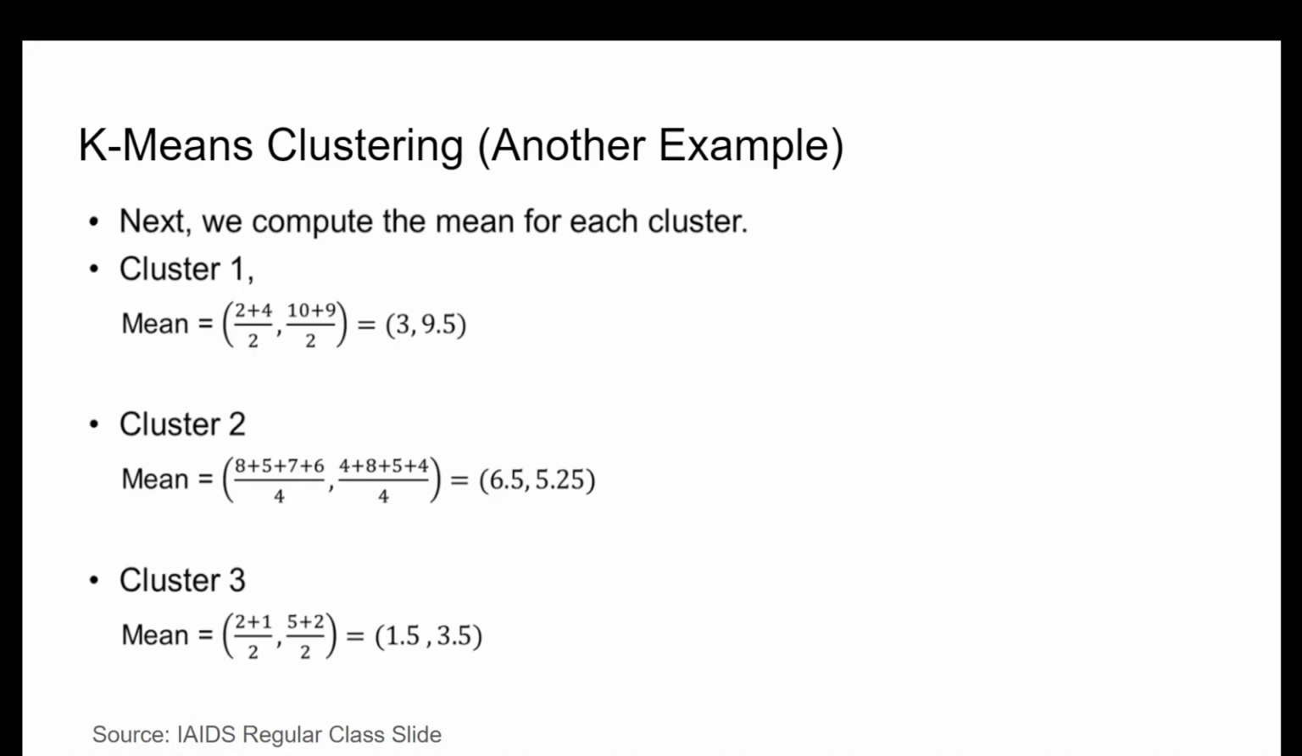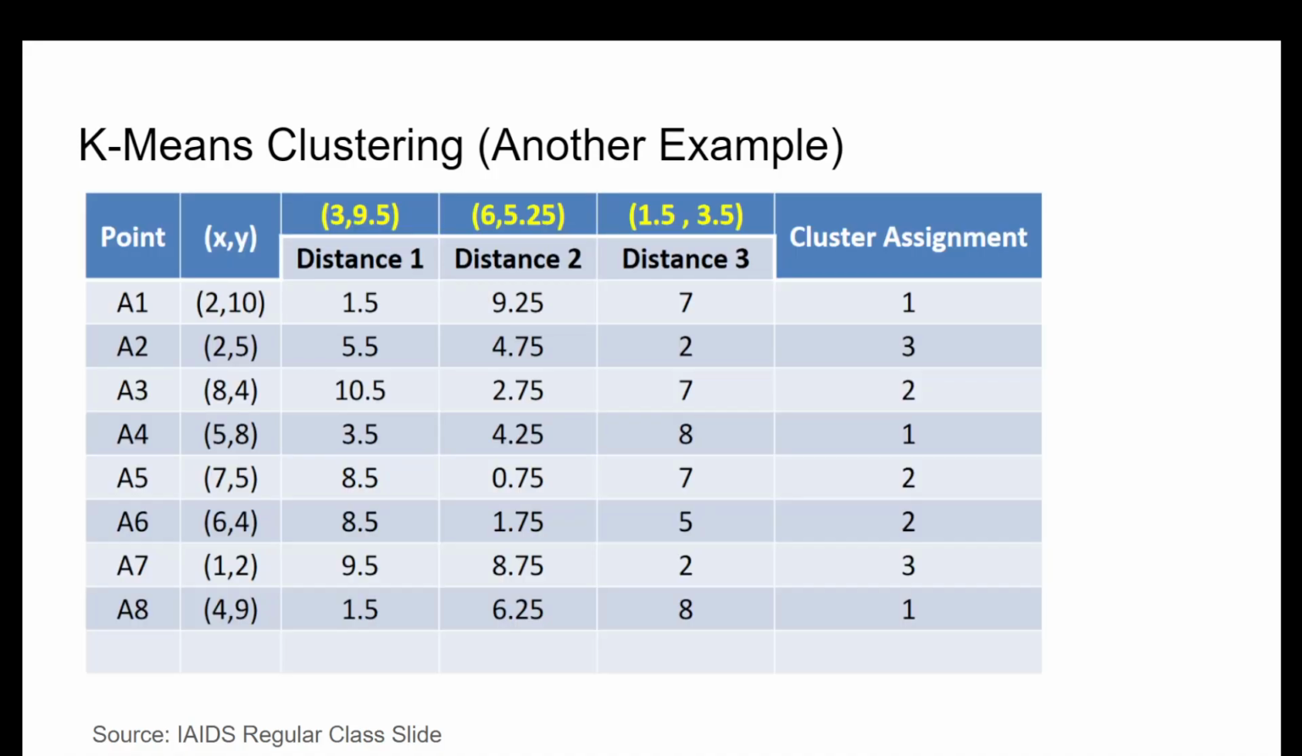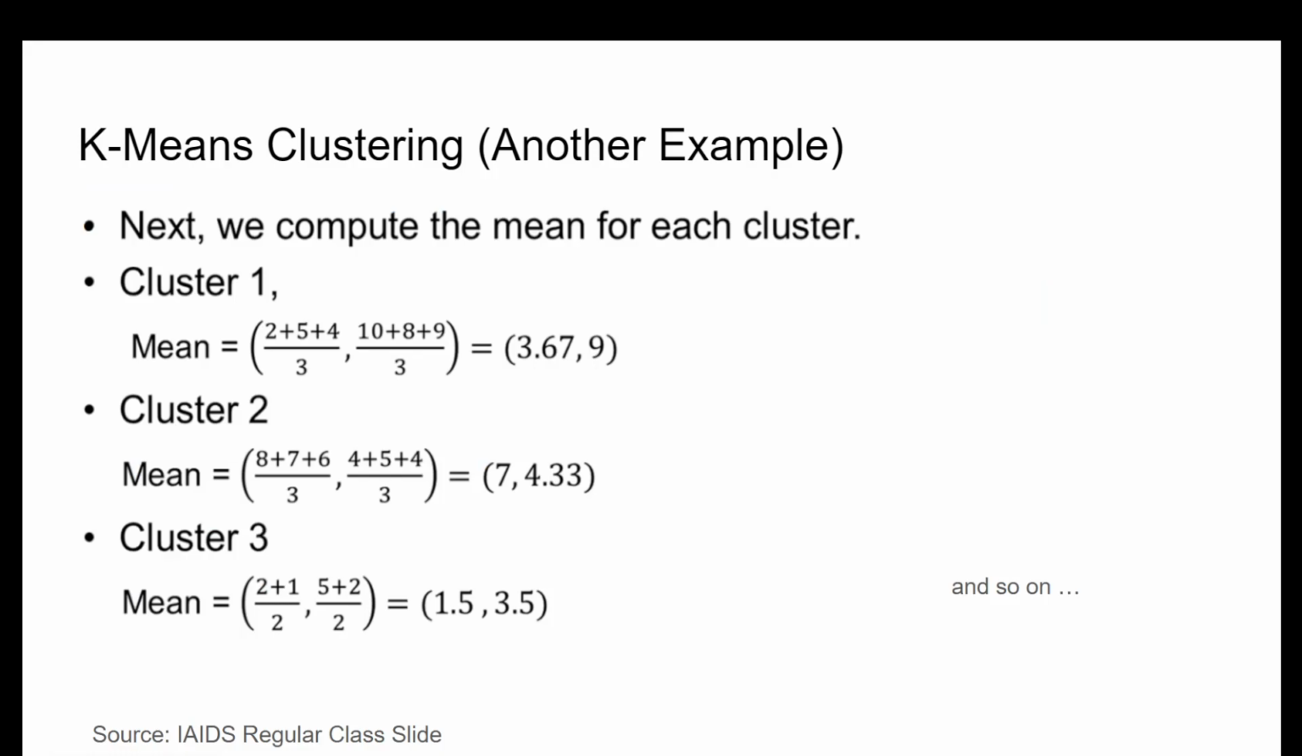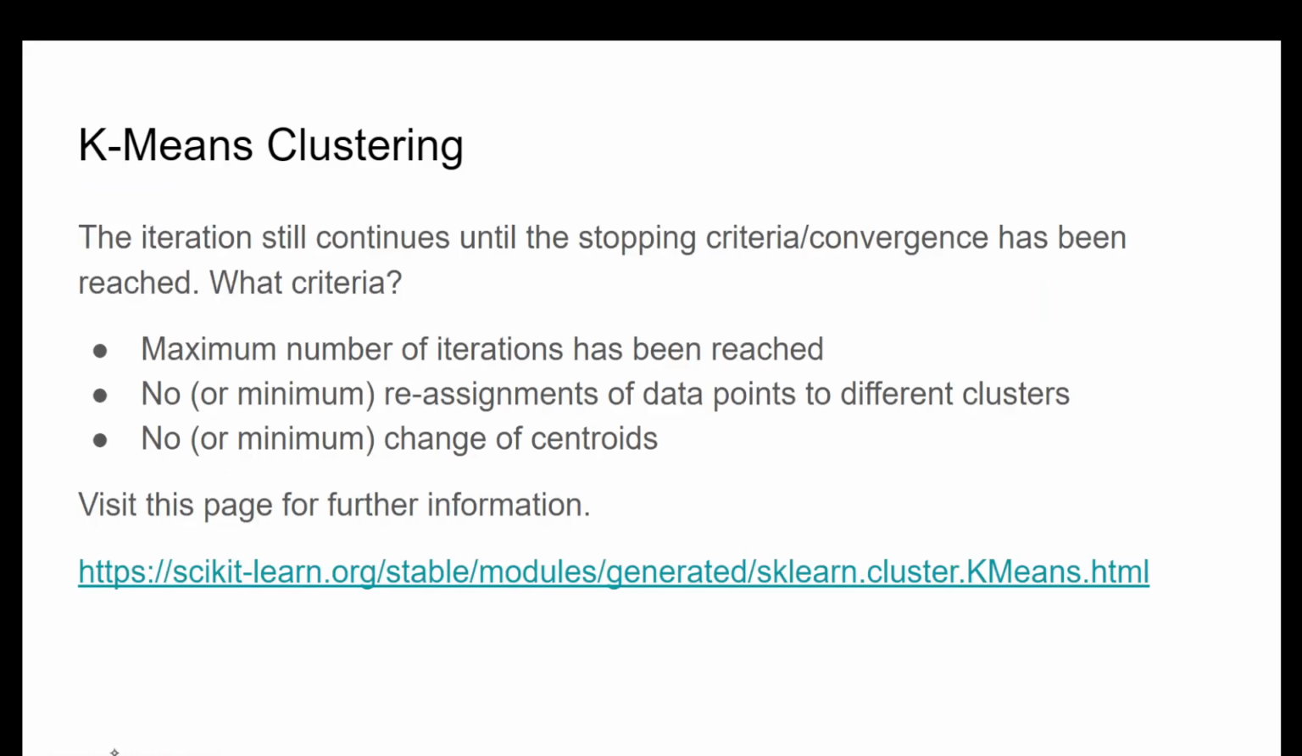Then you have to recompute again and do the same thing, and so on. So the iteration will still continue until the stopping criteria or the convergence has been reached. Then what kind of criteria do I mean actually? So the first one is the maximum number of iterations has been reached.